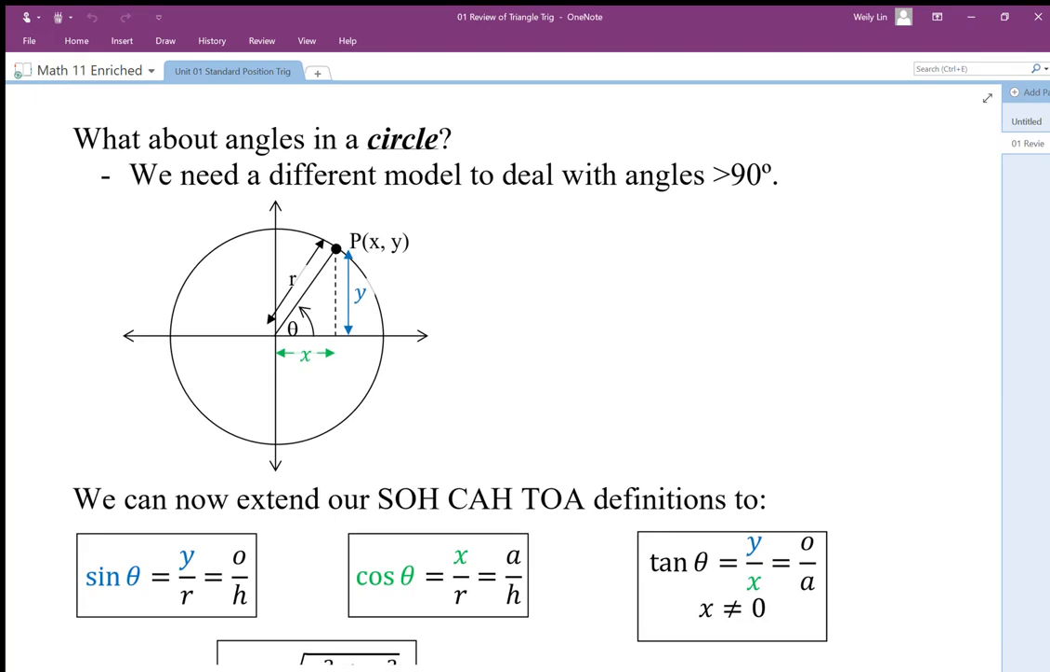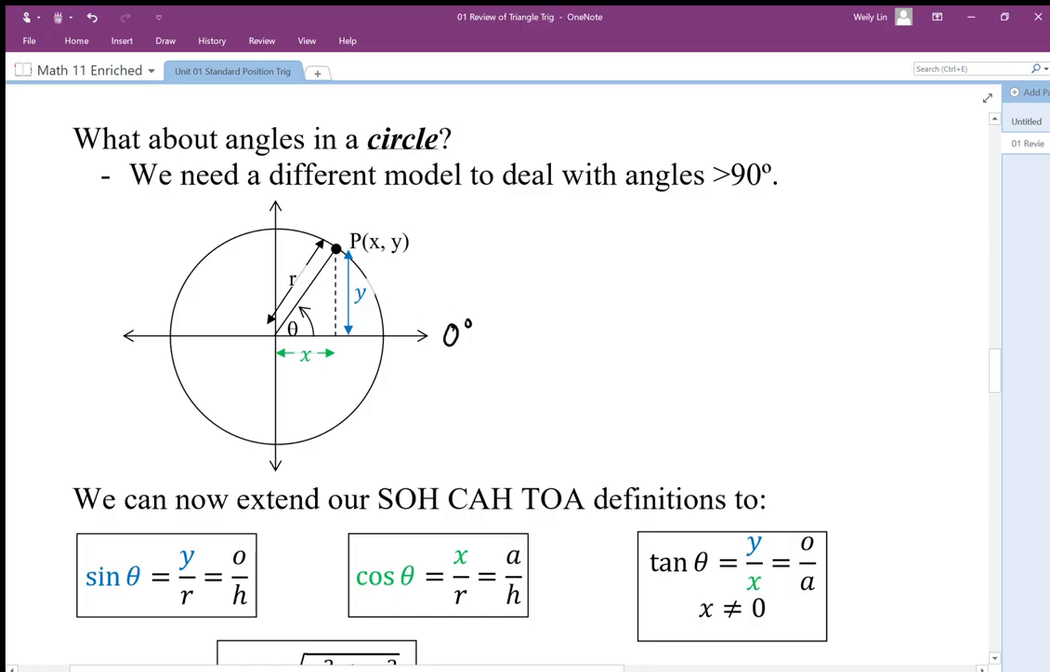So we looked at angles in a triangle, but what about angles in a circle? Okay, we need to be able to deal with angles greater than 90 degrees, and we can't accommodate that in a triangle very easily. So we need to use this model of a circle. And the way we need to use this circle is we need a standard way of measuring the angles, and we're going to use this line here.